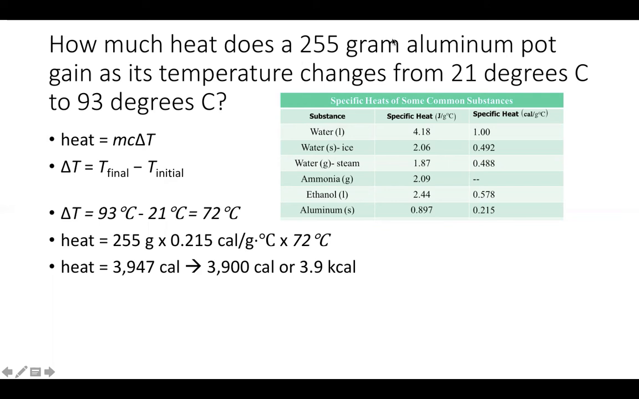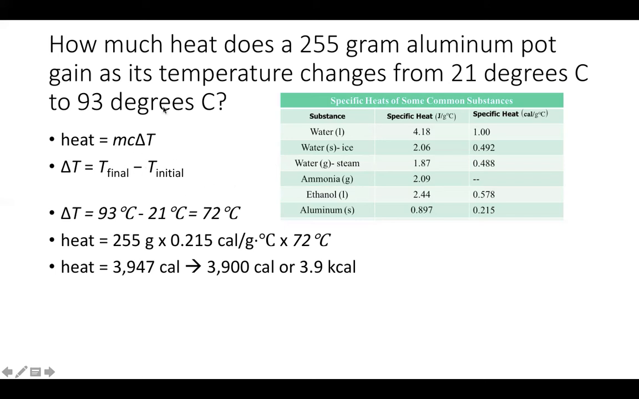So in here, the aluminum pot went from 21 degrees, so that's where it started, that's its initial, to 93 degrees. So it ended there, that's the final. So to figure out our temperature change, it'd be 93 degrees Celsius minus 21 degrees Celsius, so we get 72 degrees Celsius. So to calculate our heat, we have to plug in here. Remember, m is for mass, c is the specific heat, and delta T is our change in temperature.